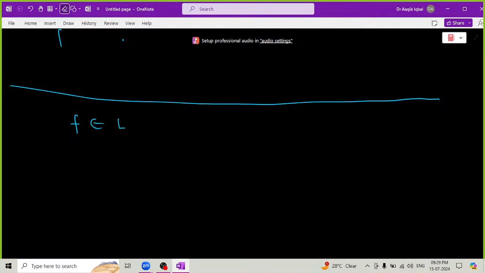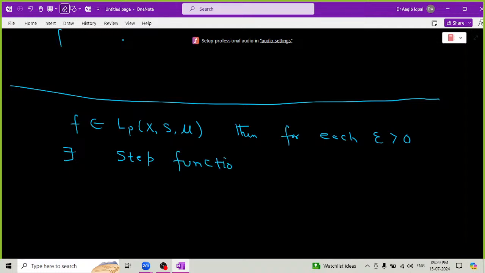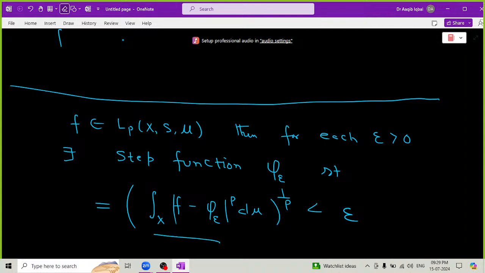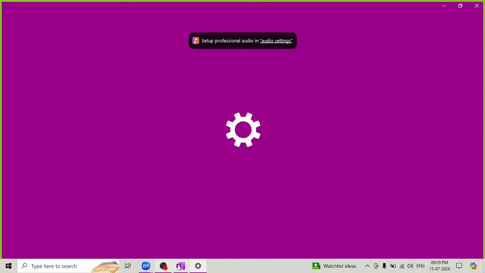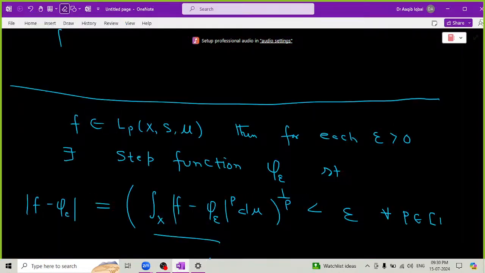If you take a function f in Lp(X, μ), then for each epsilon greater than 0 there exists a step function phi sub epsilon such that integral over X of mod f minus phi sub epsilon raised p dμ whole raised 1 over p will be strictly less than epsilon, and this actually is the Lp distance between f and phi sub epsilon. ये दिखाया था मैंने आपको कल, and this is true for all the p's. This is true for all the p's in [1, infinity). So in particular it's true for p equal to 1 also.